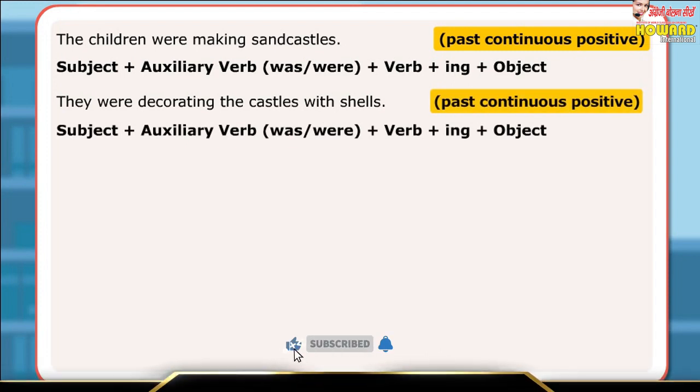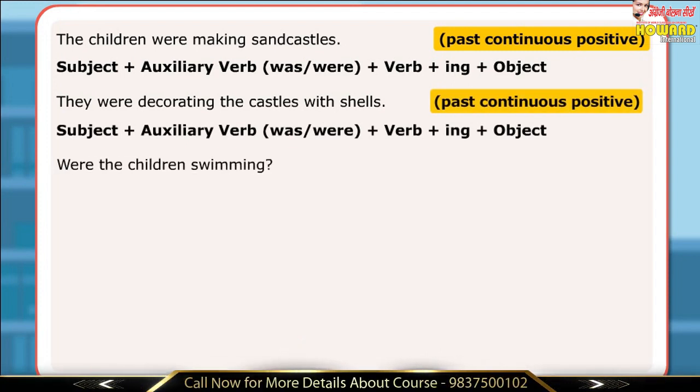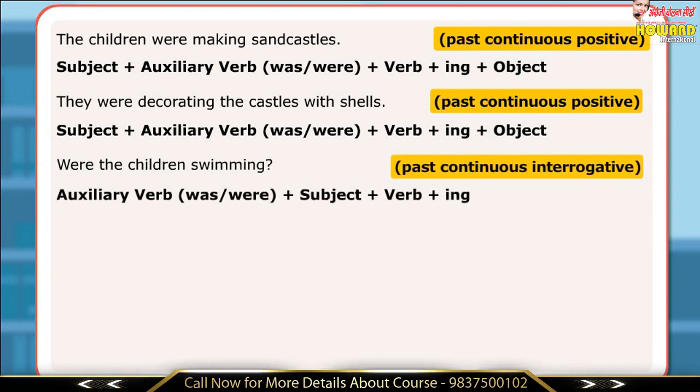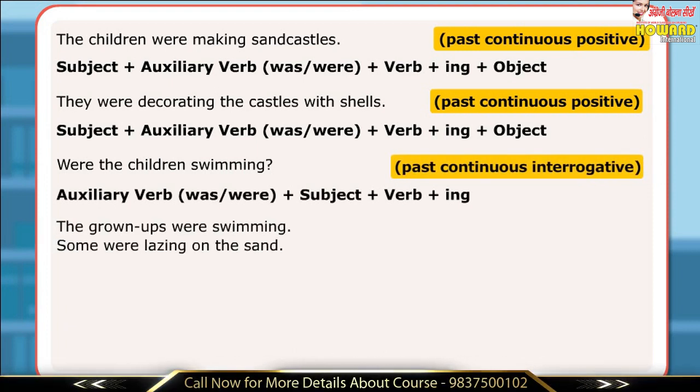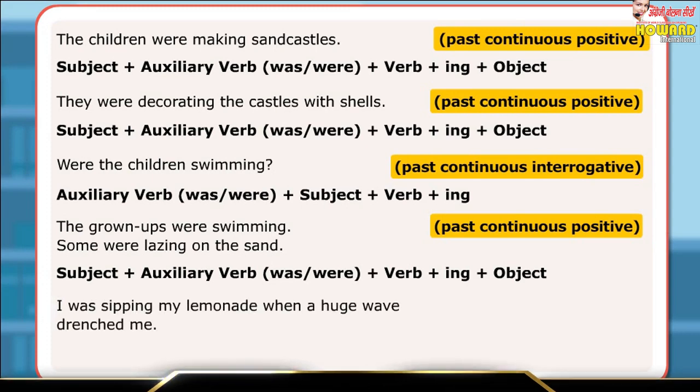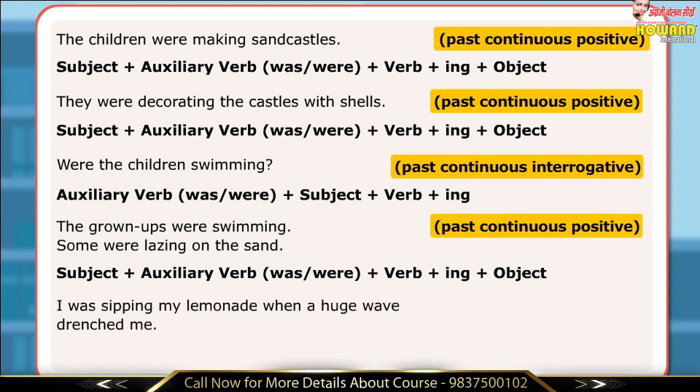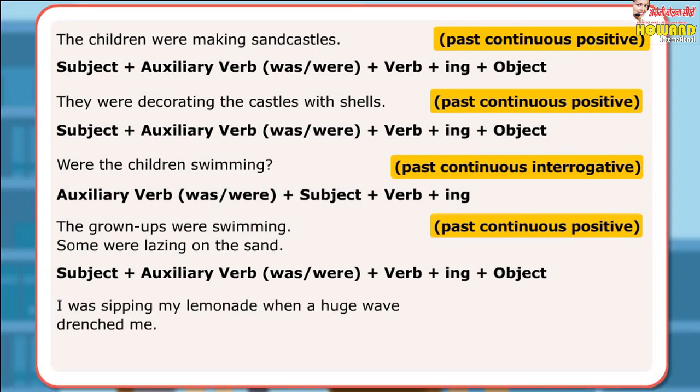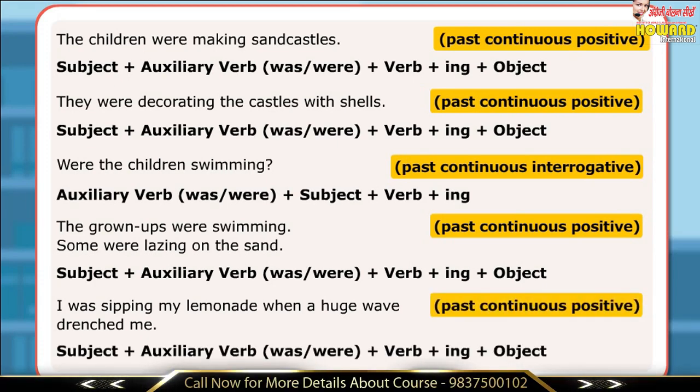Were the children swimming? Past continuous interrogative. The grown-ups were swimming. Some were lazing on the sand. Past continuous positive. I was sipping my lemonade when a huge wave drenched me. Past continuous positive.